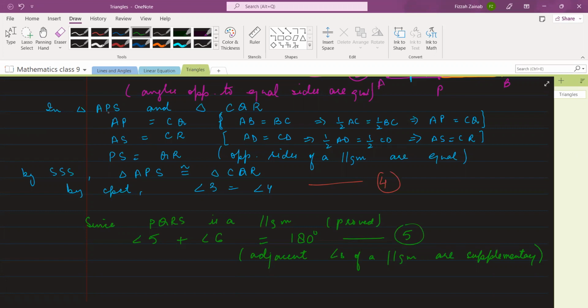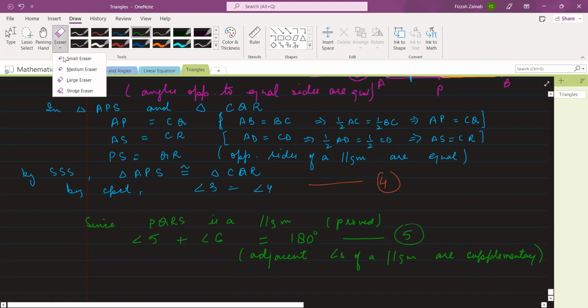I think we can do this line later. Just 1 minute. Before this, let us try to show one thing. Then we will use this result.